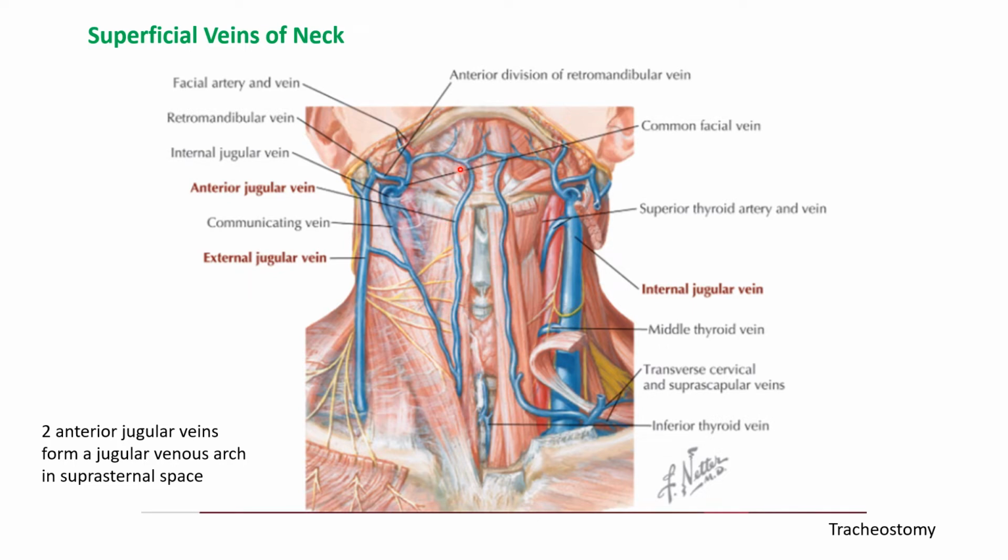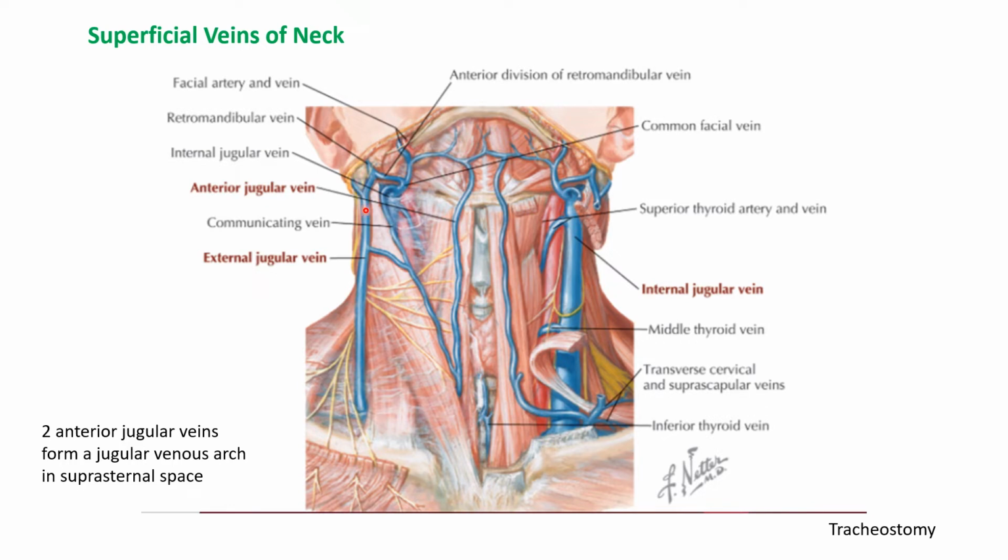There are two of them running parallel to each other on both sides of the midline. They pierce the deep cervical fascia somewhere about an inch above the manubriosternal joint. Then it moves laterally and enters into the external jugular vein. And with the external jugular vein, it enters into the subclavian vein.